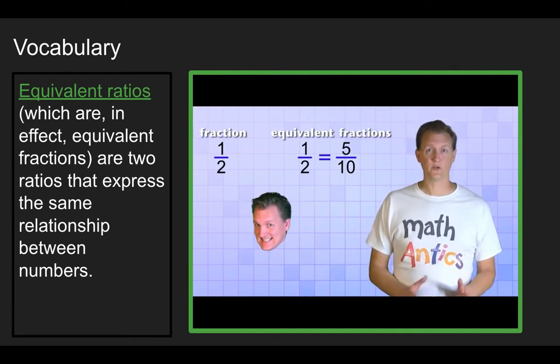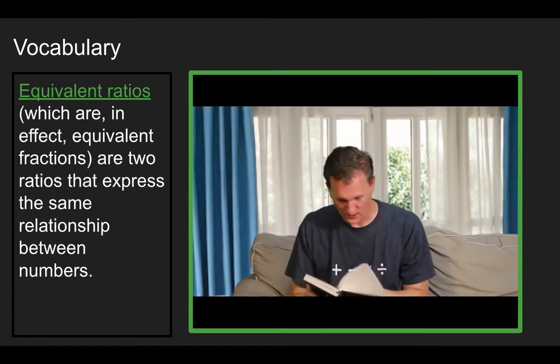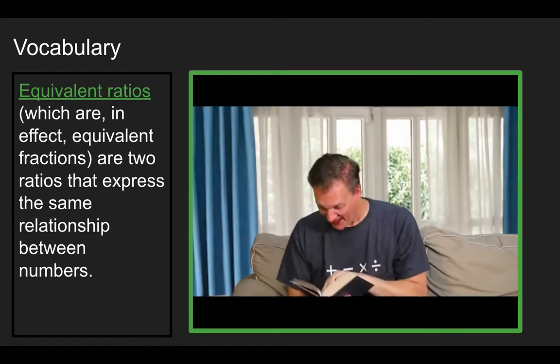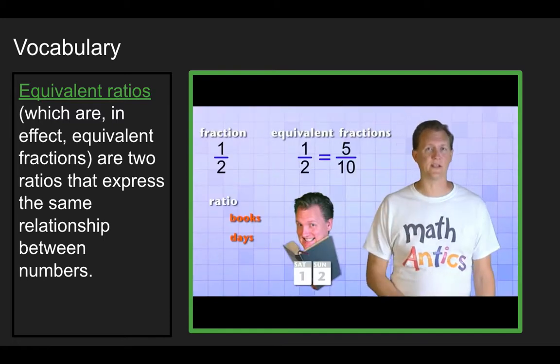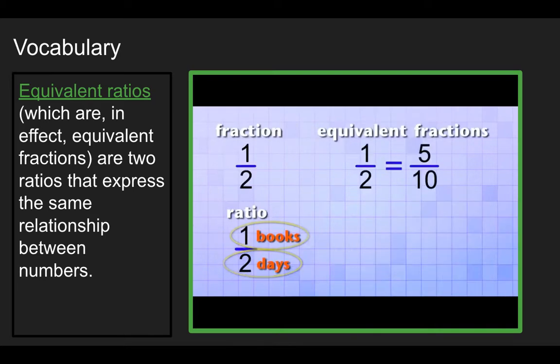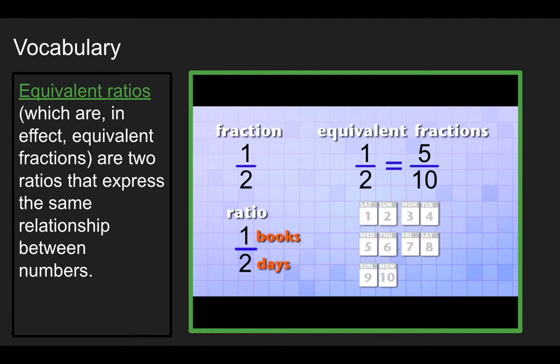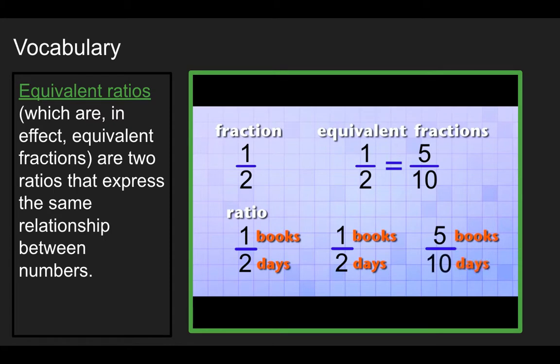So let's imagine that a student who's a really good reader can read one book in 2 days. We could say that the ratio of books to days is 1 over 2. One book per 2 days. All right, but what if our student reads books at that same rate for 10 days? How many books would they read? Well, if they finish one book every 2 days, then in 10 days, they'll have read 5 books. So that ratio would be 5 books per 10 days.